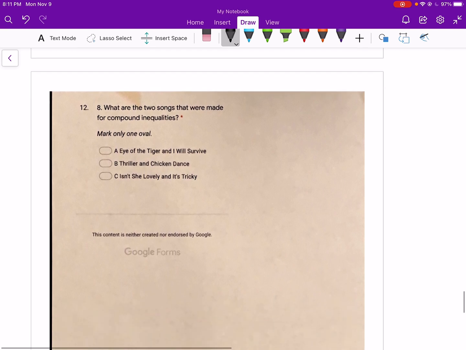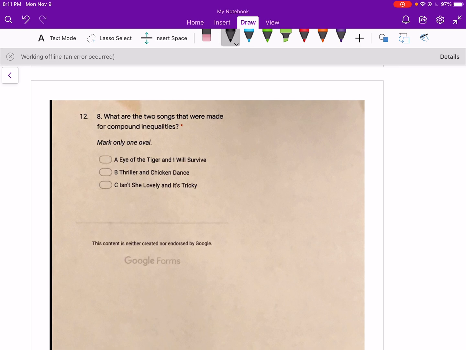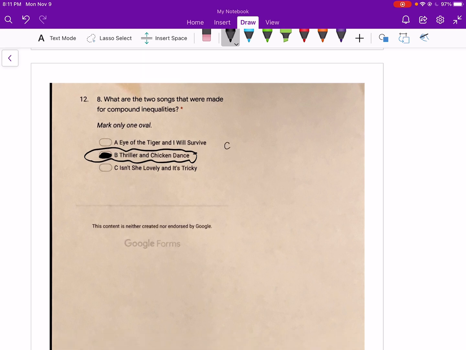And then number 8 says, what are the 2 songs that were made for compound inequalities? If you watched my videos, I talked about 2 songs. And if you were in class with me, you got to see the videos for them. If you watched my videos, you got to hear them in the background. It's actually B, Thriller and Chicken Dance. But just so you know, I counted any of these. So if you picked any of them, I gave you a point, but technically it was Thriller and Chicken Dance, but it was kind of a freebie for you.